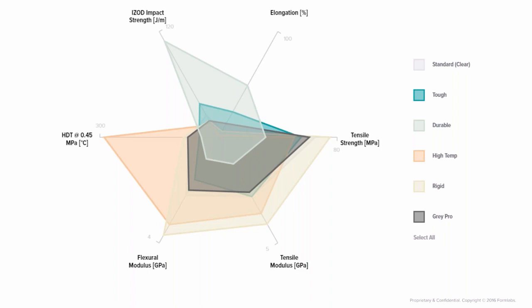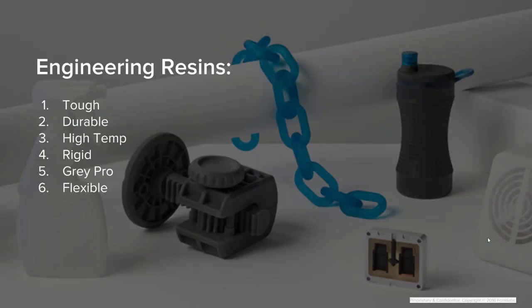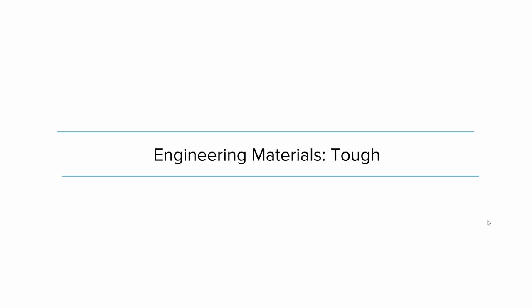If you were looking for something with the most impact strength, for example, you'd be looking at our durable resin or our tough resin. If you're looking for our highest heat deflection temperature material, you'd be looking at high temp. So highest tensile strength, rigid. So you can see how this map works. It's very convenient for a quick snapshot of what all these resins' pros and cons are. And we'll walk through each of them individually and look at some examples of parts built in each one. So again, 6 different materials we'll talk about: tough, durable, high temp, rigid, gray pro, and flexible.